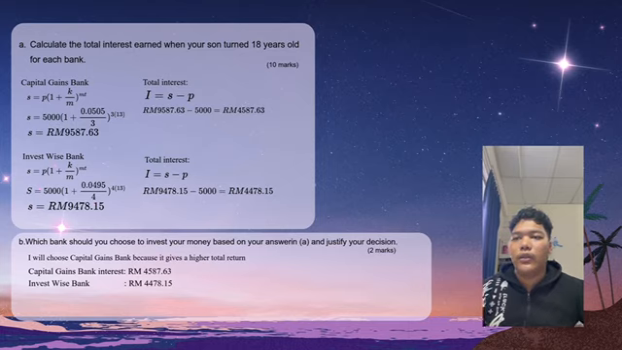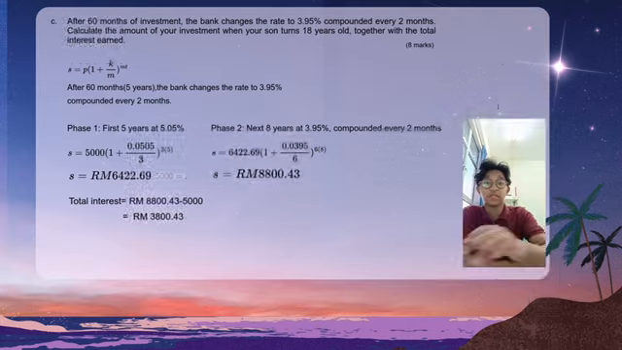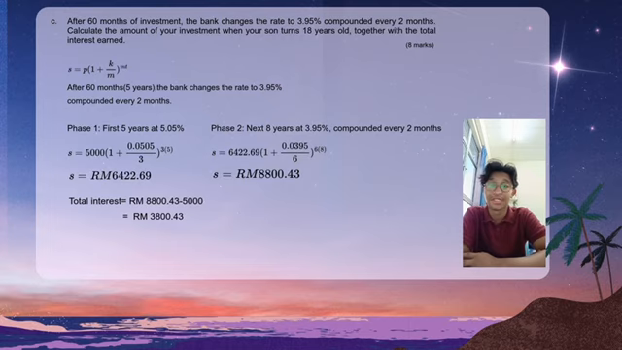Alright, we look at question B. Which bank should you choose to invest your money based on your answer in A, and justify your decision? I will choose Capital Against Bank because it gives a higher total return. Capital Against Bank's interest is RM 4587.63, more than Invest Wise Bank's, which is RM 4478.50. So now we'll be moving to question 1C.